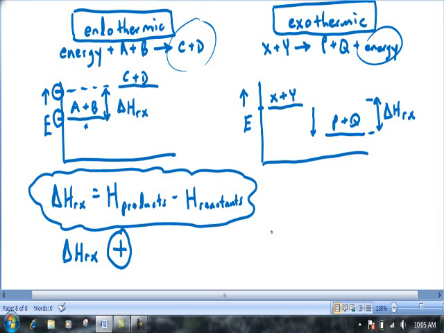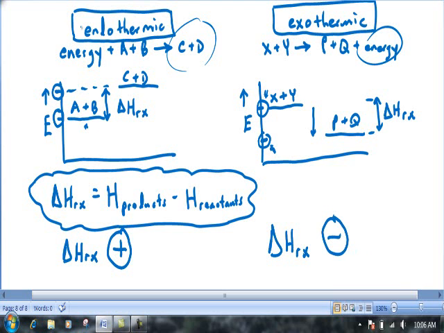However, in the exothermic reaction, one of the characteristics of exothermic reaction, we can see here that the products are at a lower enthalpy level than the reactants. If we take a smaller number and subtract from it a larger number, we're going to get something that is negative. So for an exothermic process, the delta H, or enthalpy of reaction, will be a negative number.